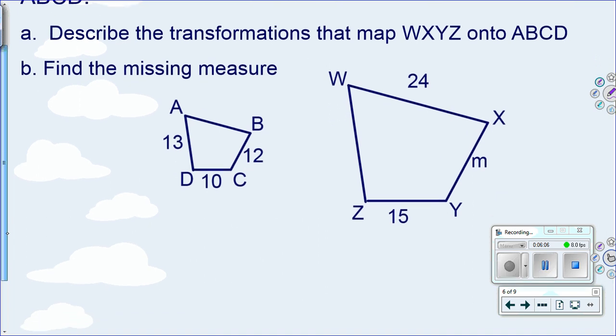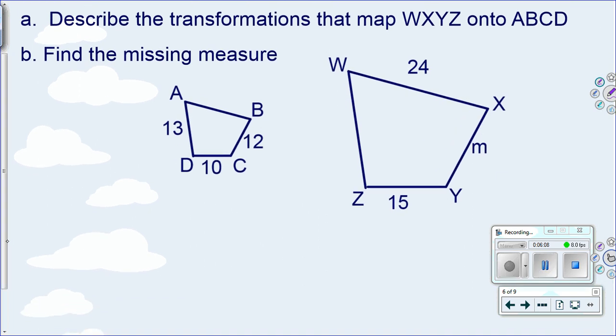Alright, so the first thing we need to figure out is they already tell you they're similar. What transformation had to happen to go from WXYZ to ABCD? What had to happen? Dilation. Did it enlarge or reduce? Okay, so it's going to reduce, and then it had to translate to the left. Very good.